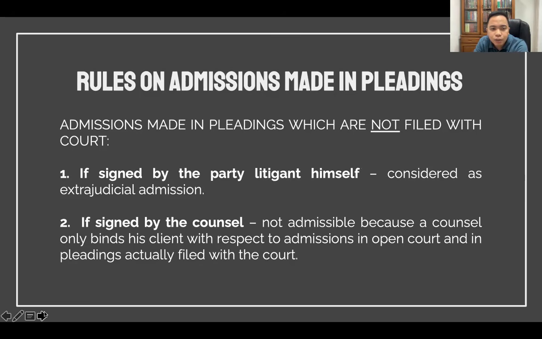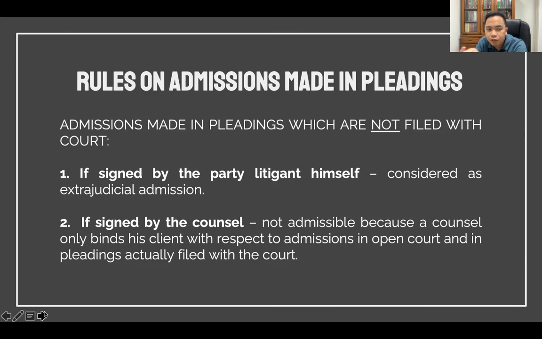Now, let us go to admissions made in pleadings which are not filed with the court. If signed by the party litigant himself, it is considered as extrajudicial admission, while if signed by the counsel, it is not admissible because a counsel only binds his client with respect to admissions in open court and in pleadings actually filed with the court. So these are pleadings which are not filed in court.